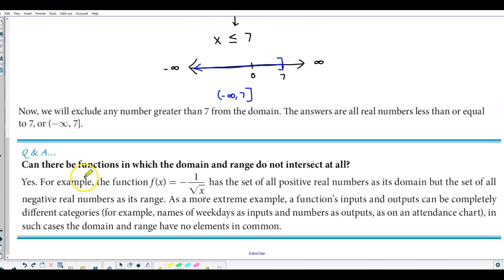Now, can there be functions in which domain and range do not intersect at all? Well, yes. For example, the function f of x is equal to negative 1 over the square root of x has a set of all positive real numbers as its domain, but the set of the negative real numbers as its range. As a more extreme example, a function's inputs and outputs can be completely different categories. For example, names of weekdays as inputs and numbers as outputs, as on an attendance chart. In such cases, the domain and range have no elements in common.